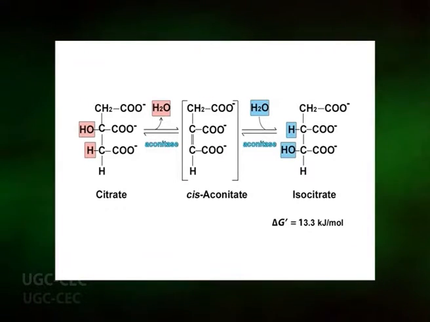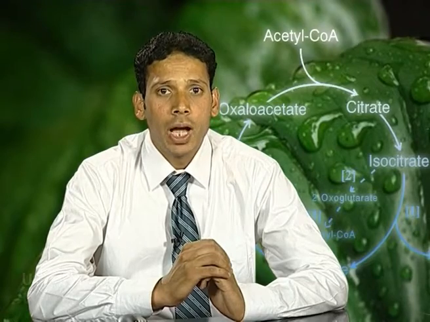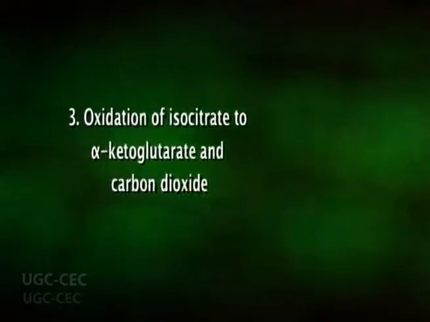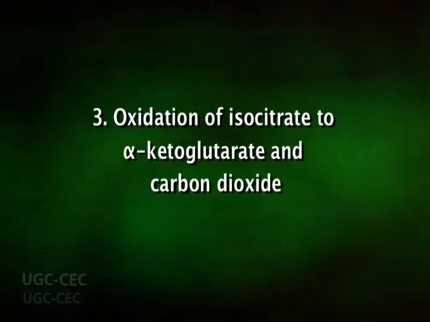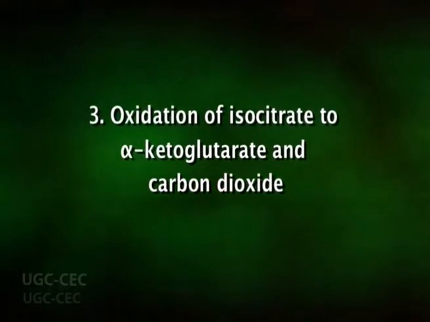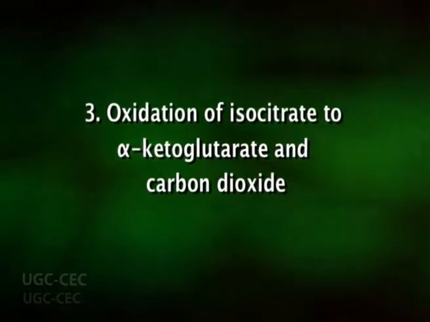This is the reaction in which citrate first undergoes dehydration in presence of aconitase and forms an intermediate, cis-aconitate. This intermediate undergoes hydration in presence of the same enzyme aconitase and produces isocitrate. Step 3, oxidation of isocitrate to alpha-ketoglutarate and carbon dioxide.